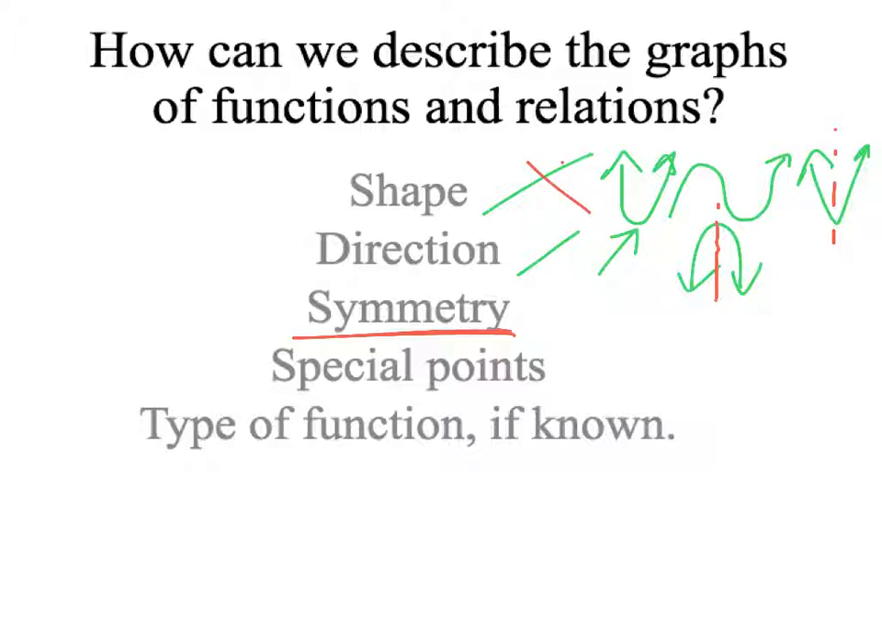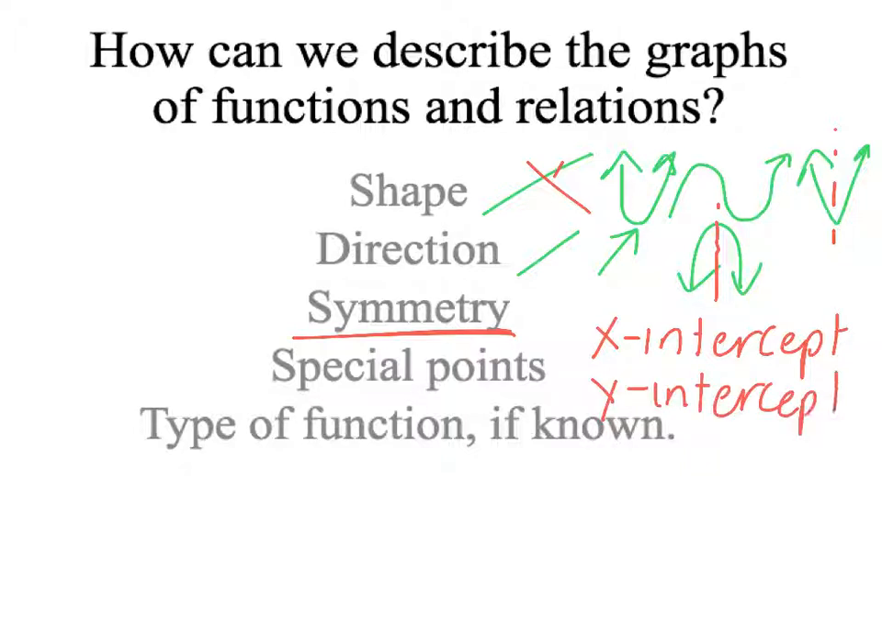Special points we pay attention to include where it crosses the x-axis, which is called the x-intercept, the y-intercept, which is where it crosses the y-axis, and then the vertex, which not all figures have, but it's the lowest or the highest point if the figure does that. And then whether it is a type of function.